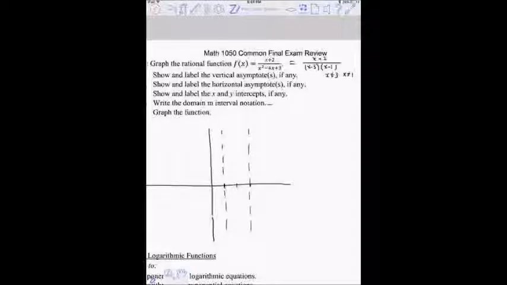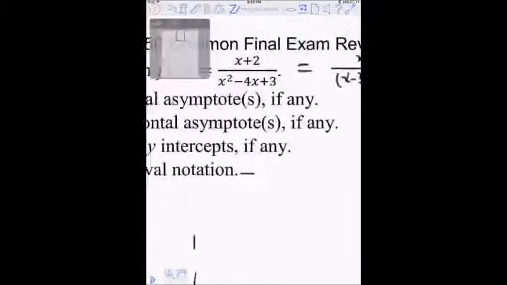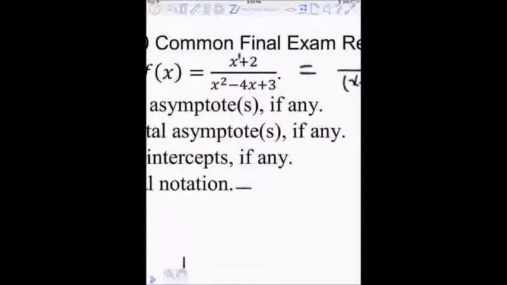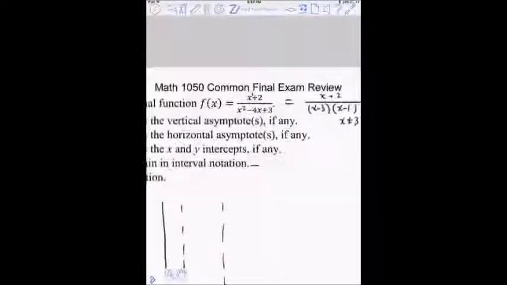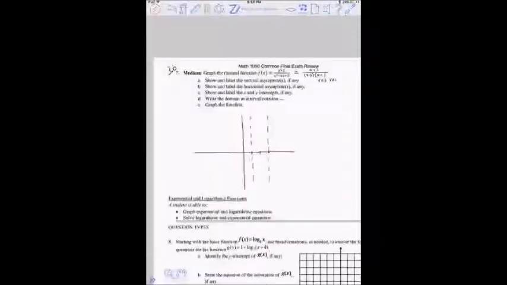Now for part B, show and label the horizontal asymptotes. For rational functions, if you remember, to determine the horizontal asymptote, you have to consider the degree of the numerator compared to the degree of the denominator. Now in this case, the degree in the numerator is degree 1, the denominator is degree 2. Anytime the numerator has a smaller degree than the denominator, then the horizontal asymptote is a 0.